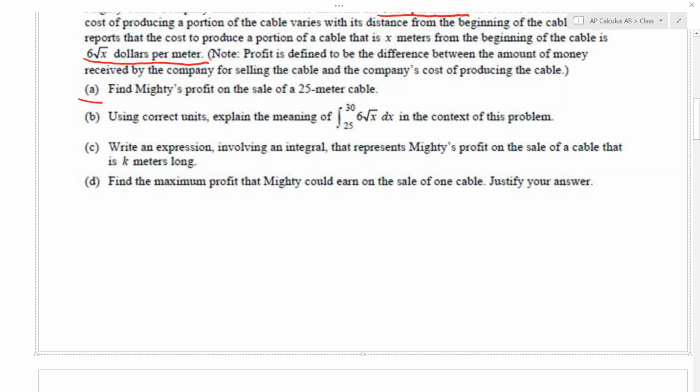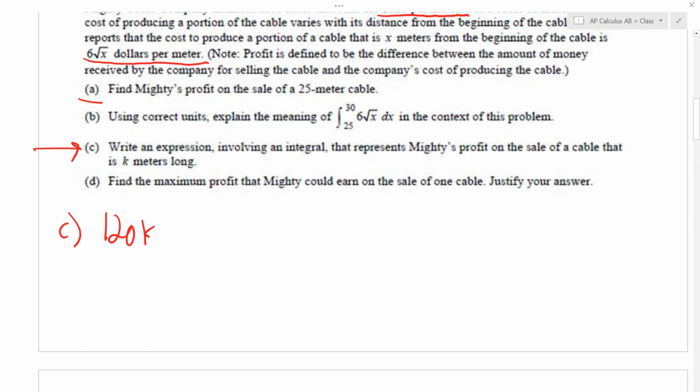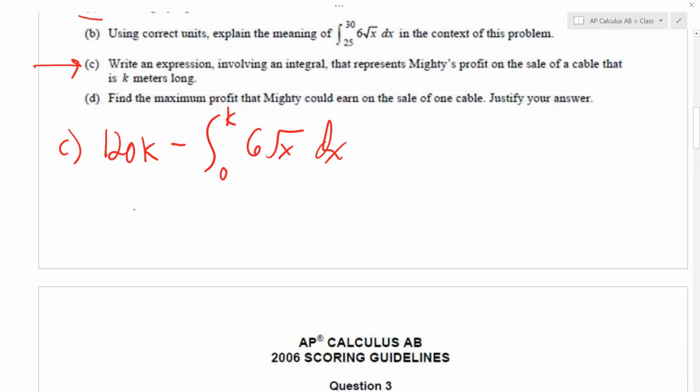Okay? Let's talk about C. C, I think, if you can get A, C is a super easy question. An integral that represents the profit is just 120 times how long that wire was minus the integral from 0 to k of the rate that it costs to make it. Alternatively, you could write this, the integral from 0 to k of 120 minus 6 root x.